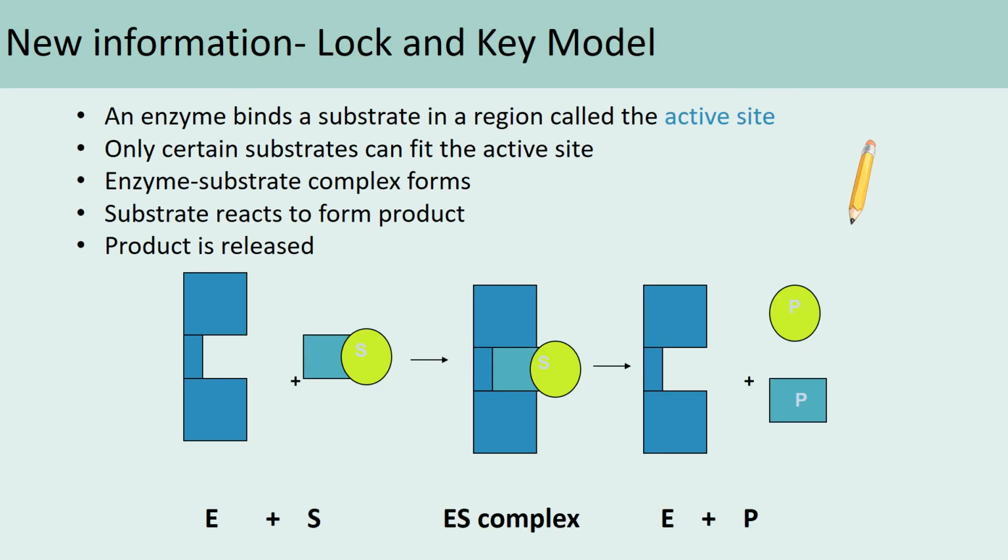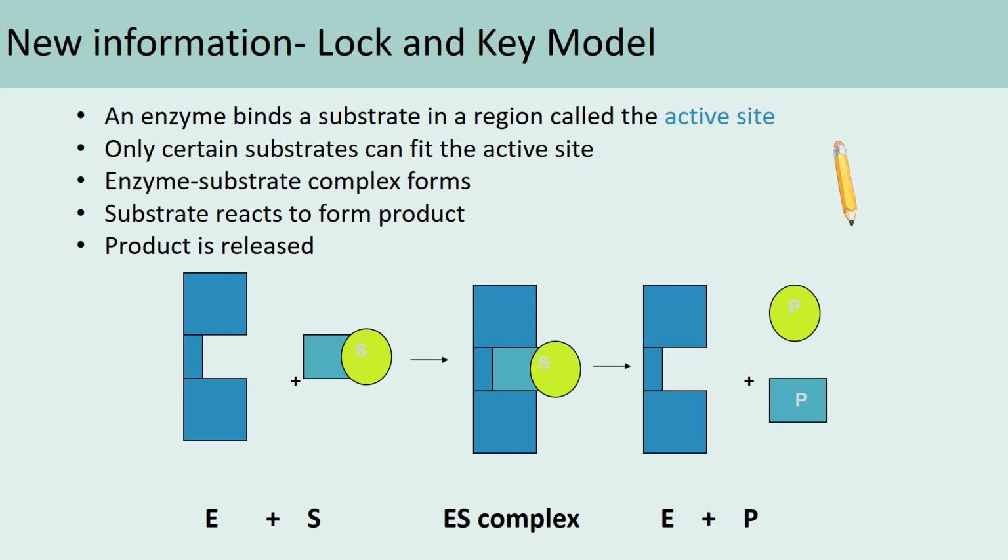Okay, so hopefully we had a look at that little animation. The main thing it's getting across to you is that specific shaped substrates will fit with specific shaped enzymes. So an enzyme will only break down, or build up, some enzymes build things up, it will only act on one specific substrate. And that's called the lock and key model, or the lock and key theory.